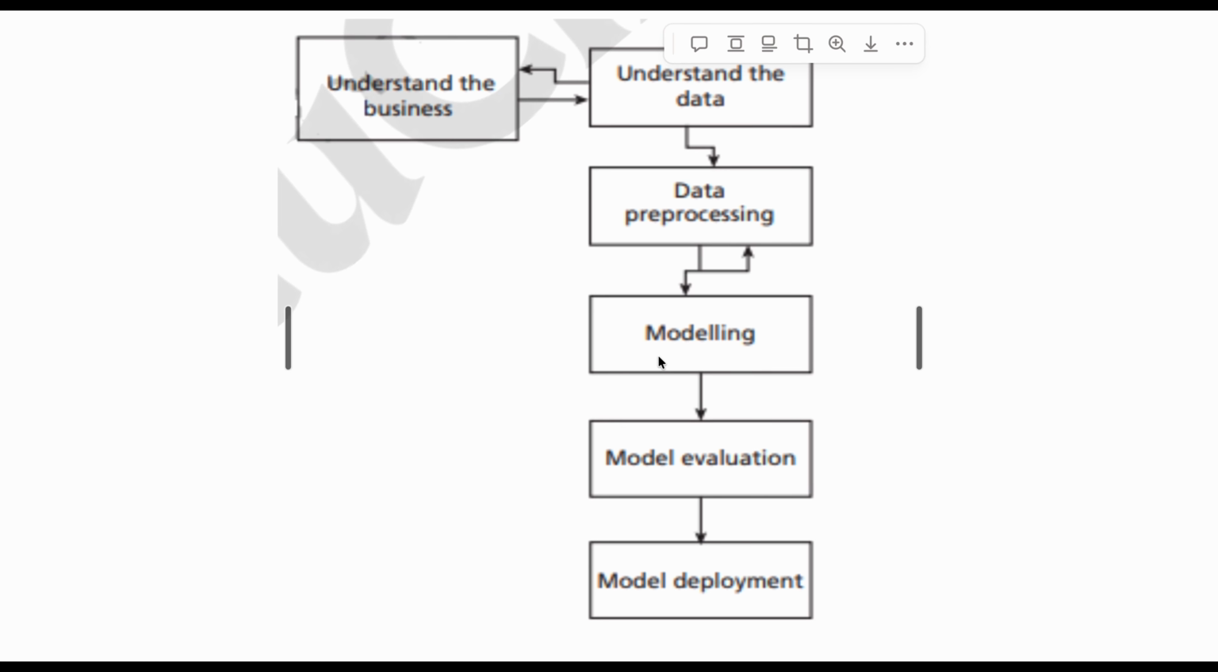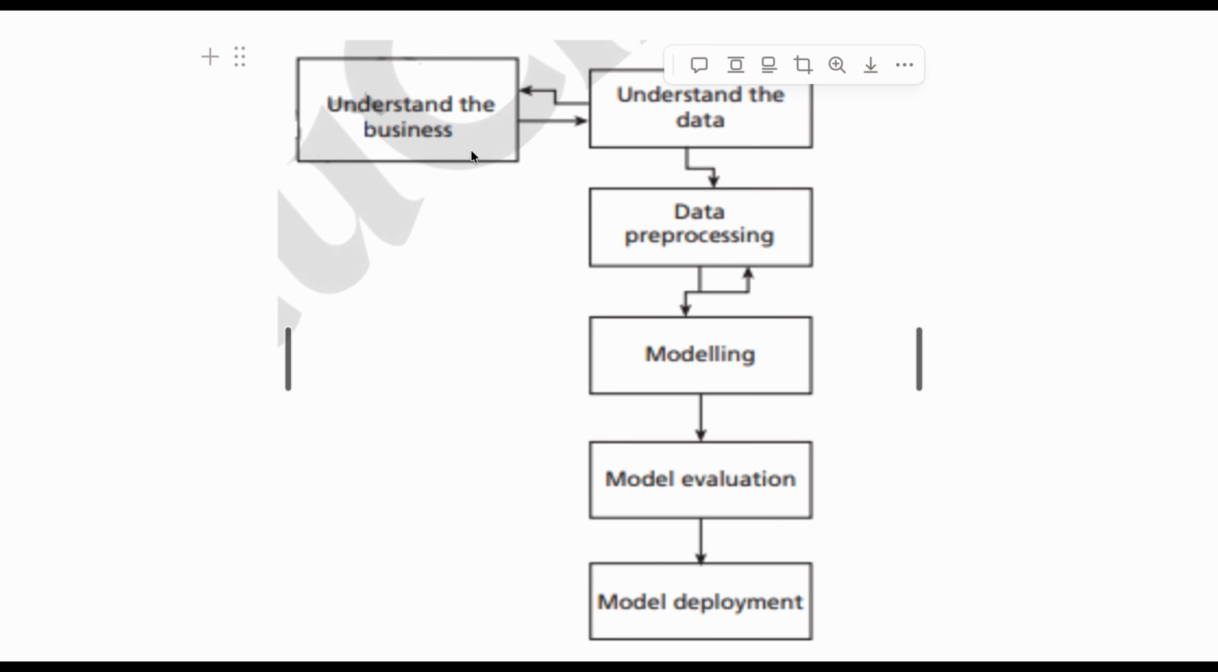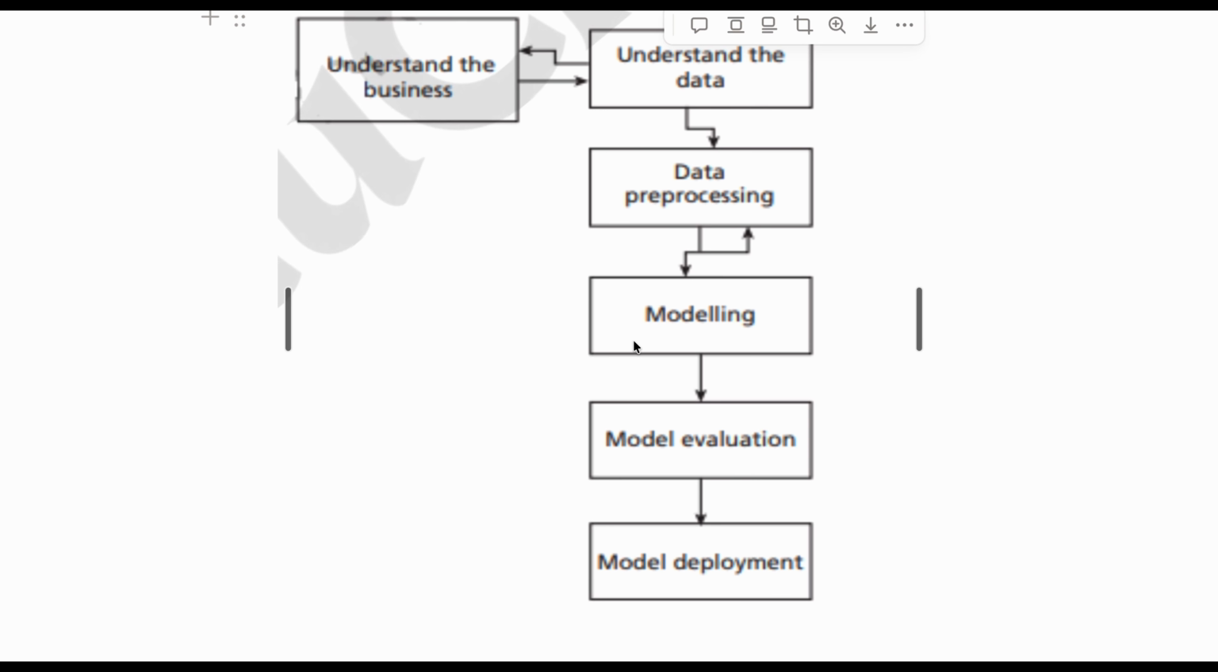So these stages are: business understanding, first one. Second one is data understanding, data preparation, modeling, evaluation, and deployment. These are the stages of the CRISP-DM model. So now let us understand each one step by step.